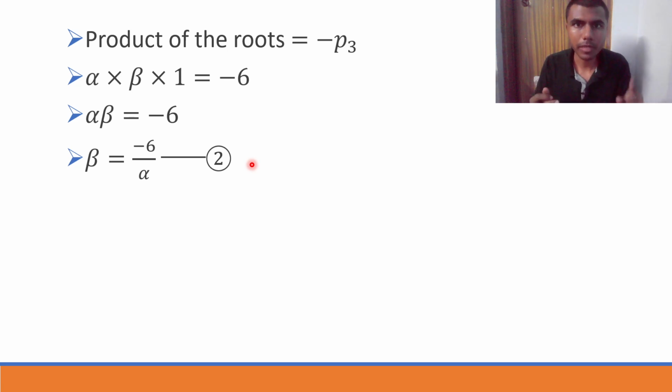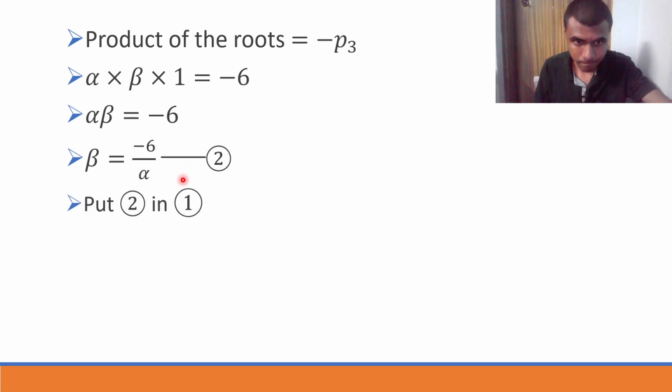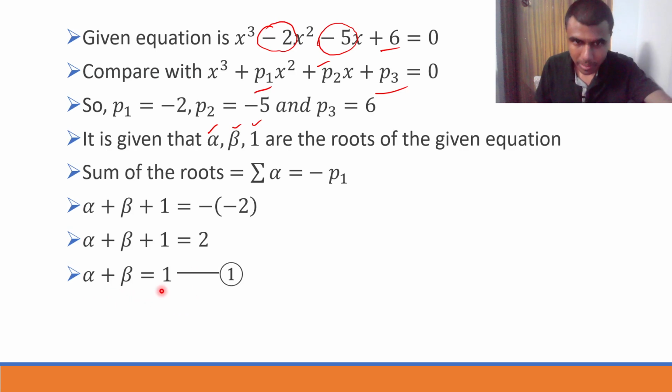Fine. If you remember, in our first equation we have alpha plus beta equal to 1. Now I am going to put beta as minus 6 by alpha in equation 1. So put 2 in 1. Use this in the first one. So I get alpha minus 6 by alpha is equal to 1. See, our first equation is alpha plus beta equal to 1, right?